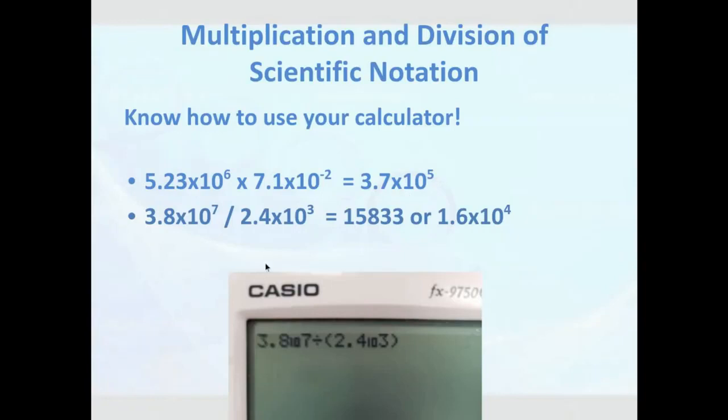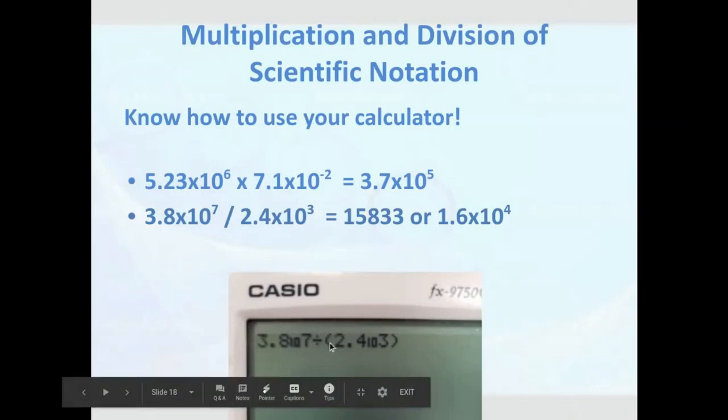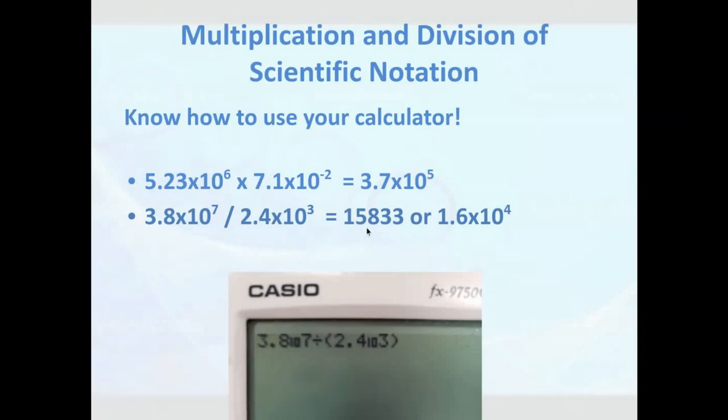When you are dividing, I know I said make sure you use your parentheses, but it's especially important when you're dividing. If I were to look at this and I did not put in my parentheses, my calculator is going to read that as 3.8 times 10 to the 7th divided by 2.4, and then it's going to multiply all that by 10 to the 3rd. So we have to put that in parentheses. So make sure you try that, and you should get 15,833, or if we rounded that to 2 significant figures, it would be 1.6 times 10 to the 4th.